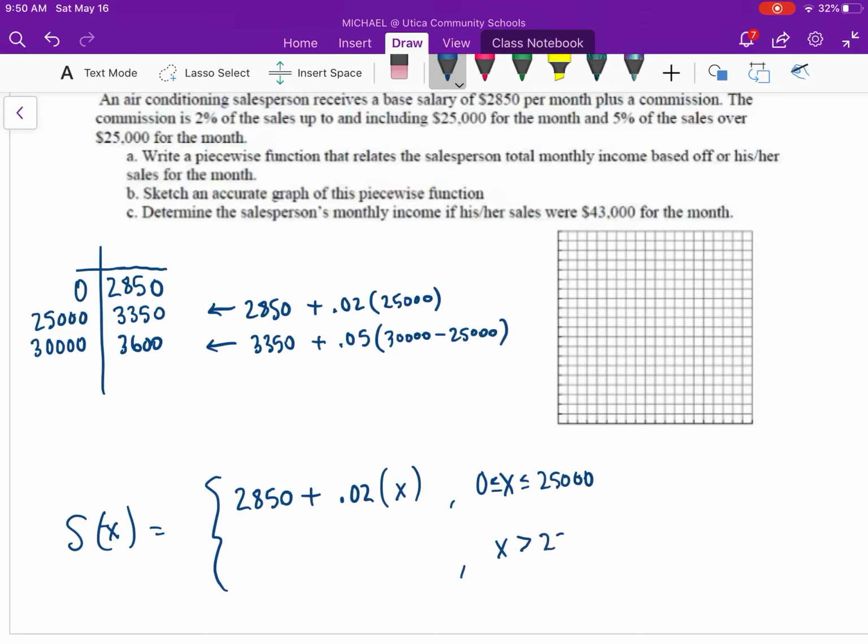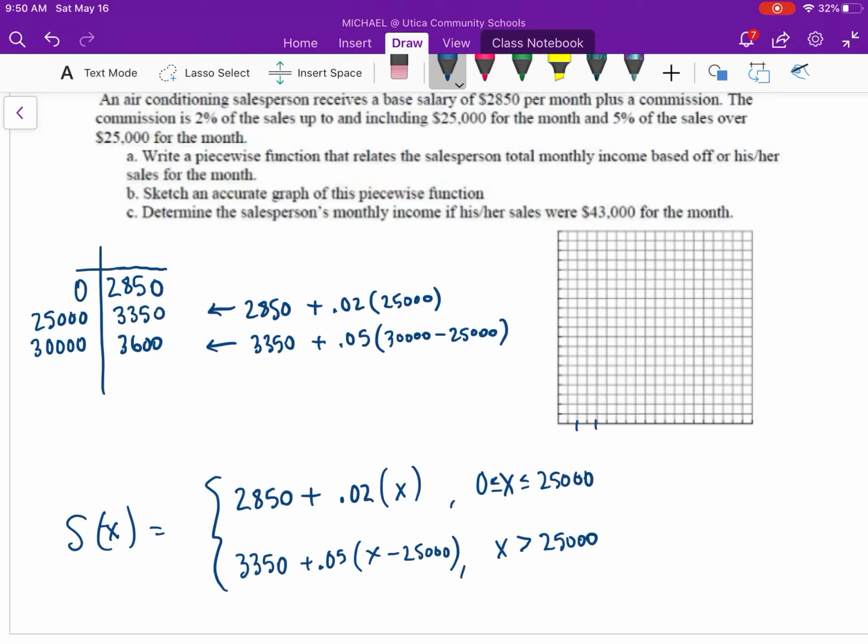Now, if his sales are more than $25,000, then we're going to take that $3,350 and add 5%, not of 30,000 because we don't know what it is. We'll call it x, minus that 25,000.